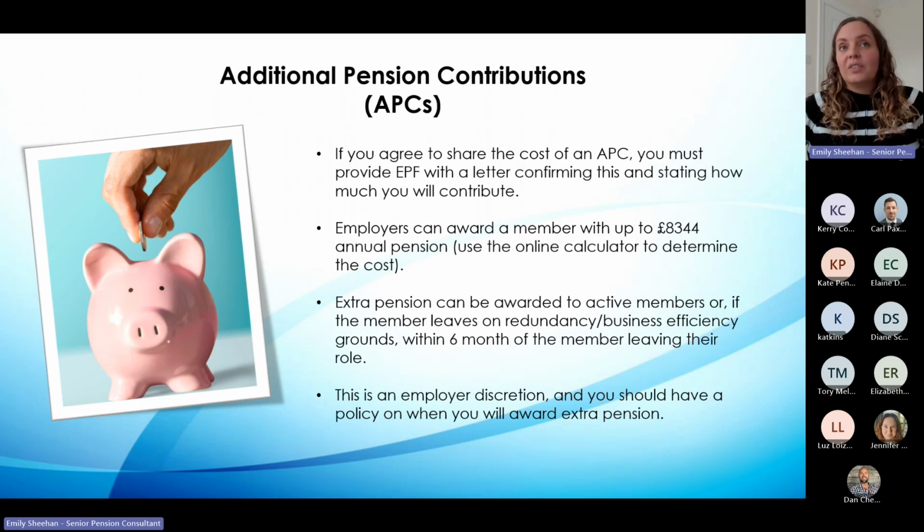You can award the 8,344 annual pension to that member. It's going to cost a lot of money, but you can award the whole amount to the member. And likewise, you can award it if a member's been made redundant or for efficiency reasons, but you must do that within 6 months of the member leaving their role. If it's after that, we wouldn't be able to accept it. And like I say, this is an employer discretion, and you should have a policy on all these things that you can return back to.